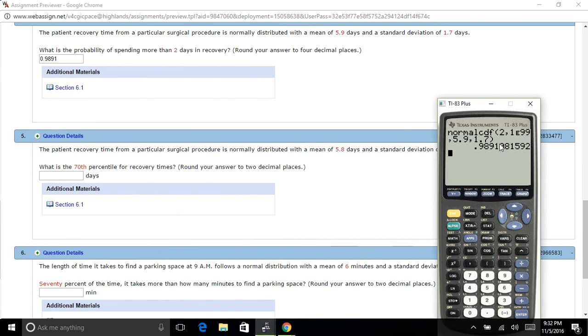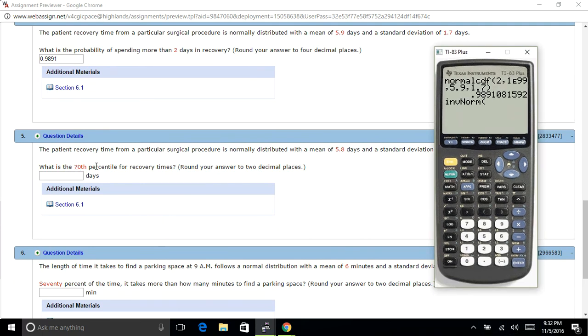Okay. So we're going to go back to second VARS, but this time we're going to go down to inverse norm. Why am I going to inverse norm? I'm going to inverse norm because it brought up that percentile. And what is the 70th percentile? And it wants the answers in days. That's different than what it asked up there of probability. So I'm going to convert the 70th percentile to a decimal, 0.70.